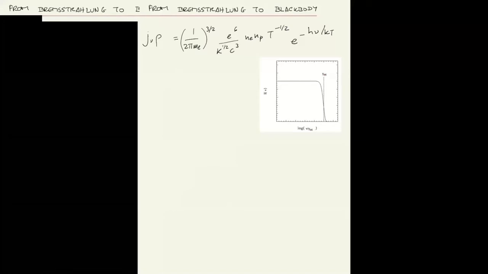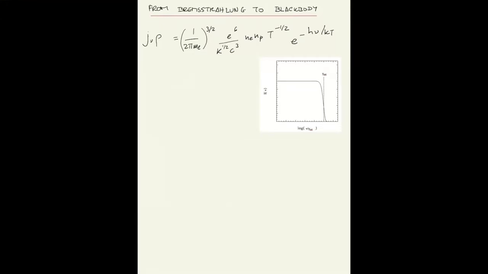So we found the emissivity from Bremsstrahlung, right? It is a constant plateau, and then you have a thermal cutoff. So let's recall Kirchhoff's first law that says that the emissivity is the opacity times the Planck function. So the intensity is the Planck function in Kirchhoff's first law, and that is the source function, that is the emissivity over the opacity.